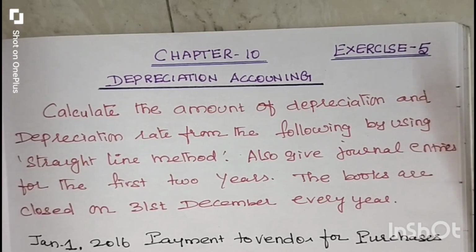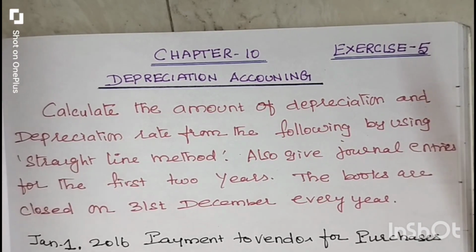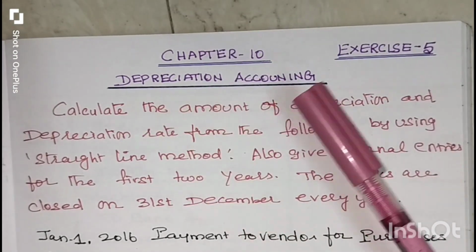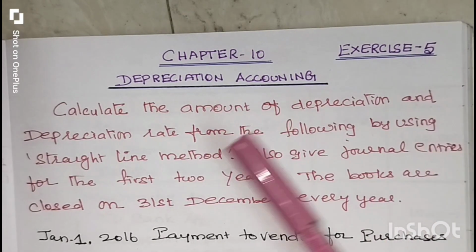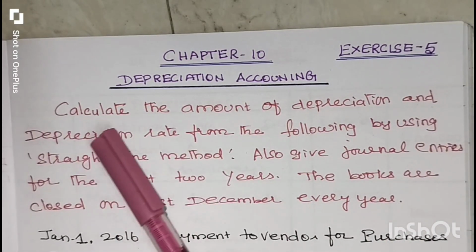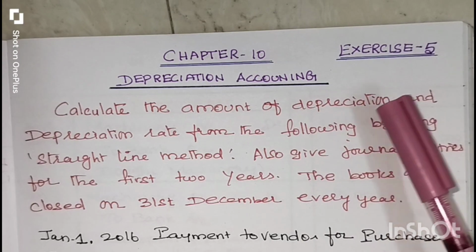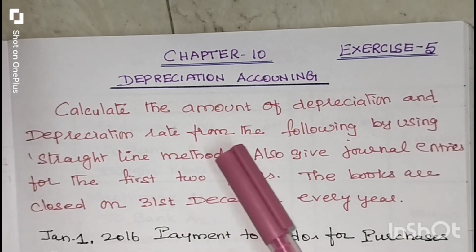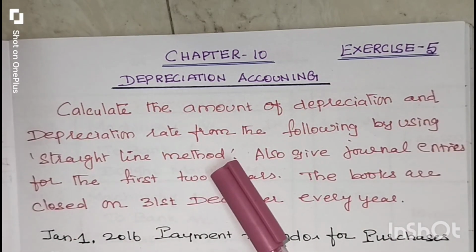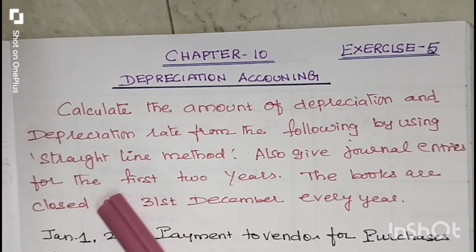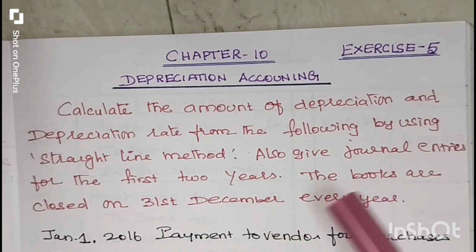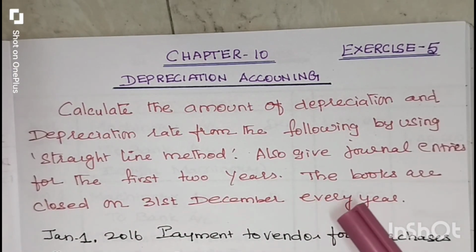In this video we are going to learn about 11th Standard Accountancy, Chapter 10, Depreciation Accounting, Exercise Sum number 5. Let's read the transaction: calculate the amount of depreciation and depreciation rate from the following using the straight line method. Also give journal entries for the first 2 years. The books are closed on 31st December every year.